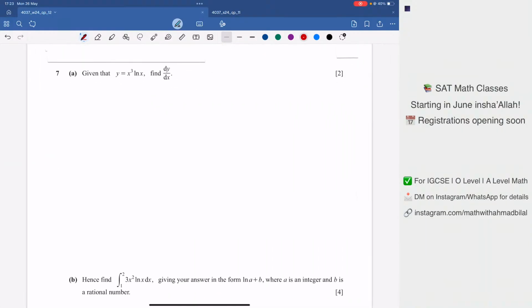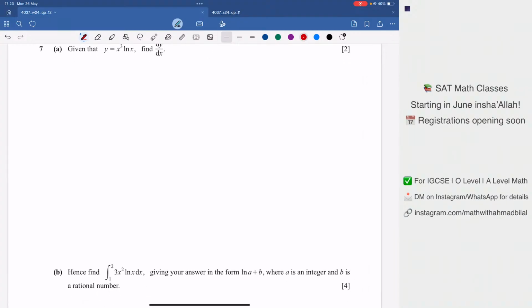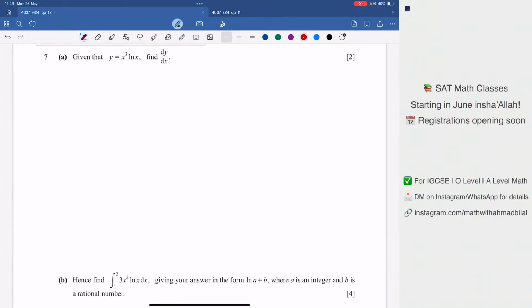All right, okay, let's move on. Question number 7, part A. Let's have a look at this now. This is from November 2023. This is the next difficult question that I have from one of the P1s in this session. Let's have a look at this now.